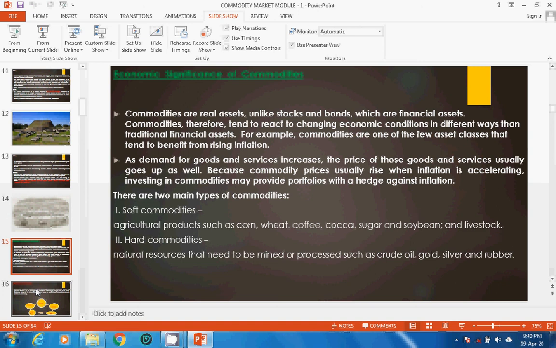So there are two main types of commodities we come across in the commodity market. One is soft commodities and the other is hard commodities. Soft commodities include corn, wheat, coffee, cocoa, sugar, soya bean, and livestock. Usually these come under the agricultural products. Hard commodities are natural resources that need to be mined and processed, such as crude oil, gold, silver, rubber. So these items come under the hard commodities.